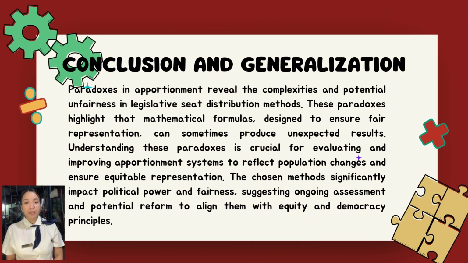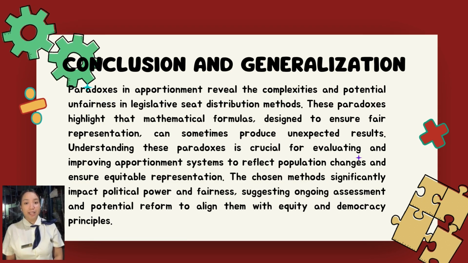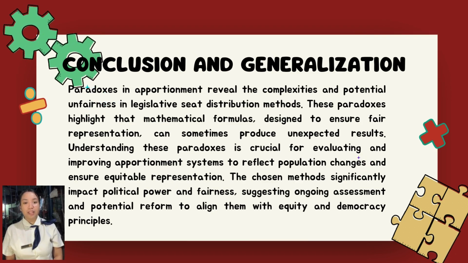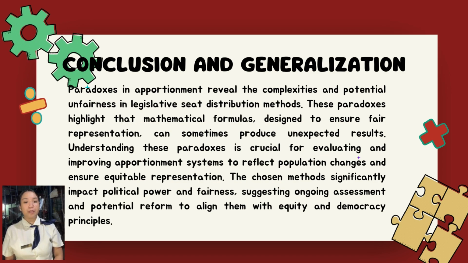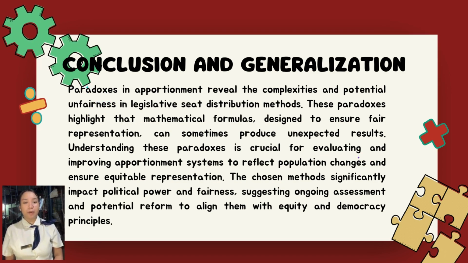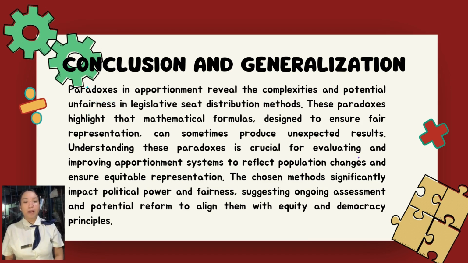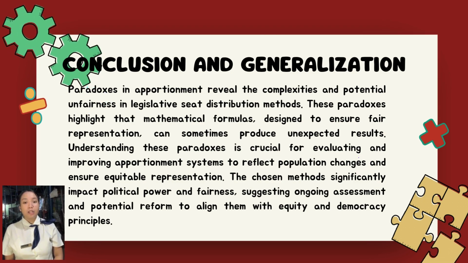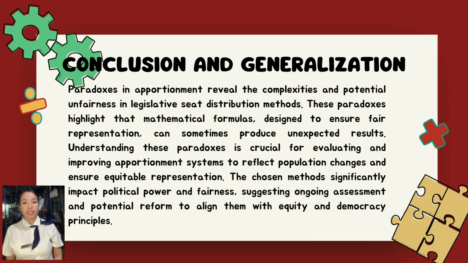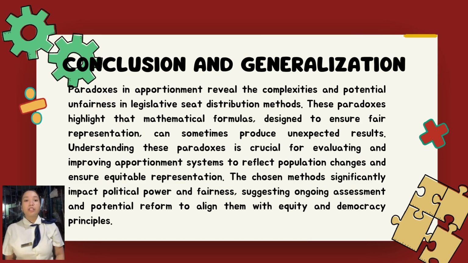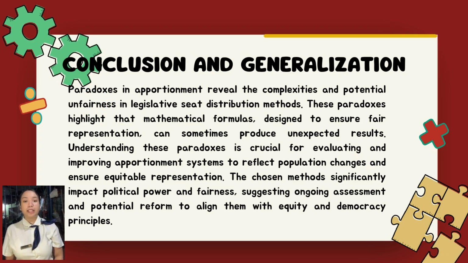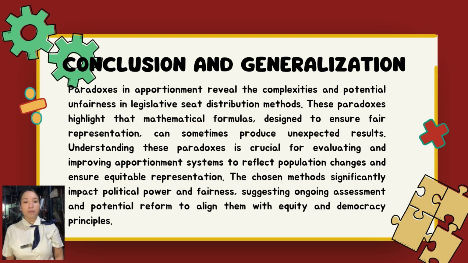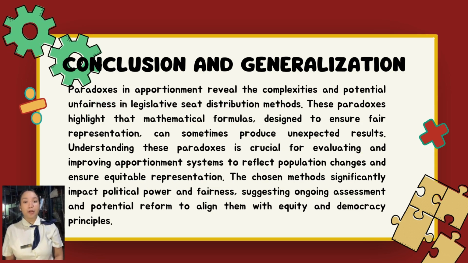Paradoxes in apportionment reveal the complexities and potential unfairness in legislative seat distribution methods. These paradoxes highlight that mathematical formulas designed to ensure fair representation can sometimes produce unexpected results. Understanding these paradoxes is crucial for evaluating and improving apportionment systems to reflect population changes and ensure equitable representation. The chosen methods significantly impact political power and fairness, suggesting ongoing assessment and potential reform to align them with equity and democracy principles.